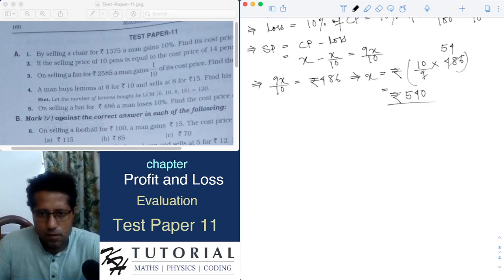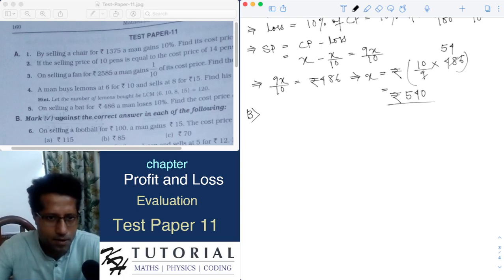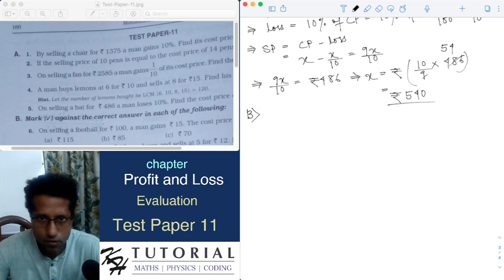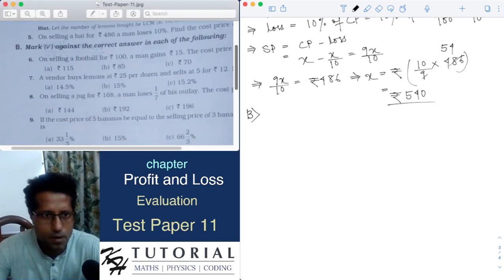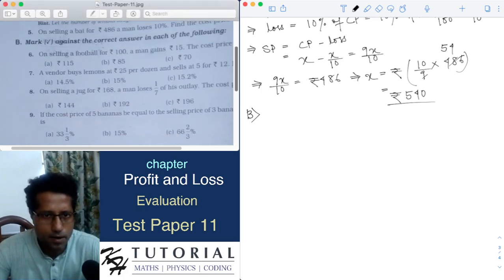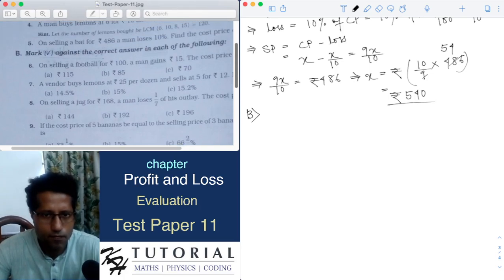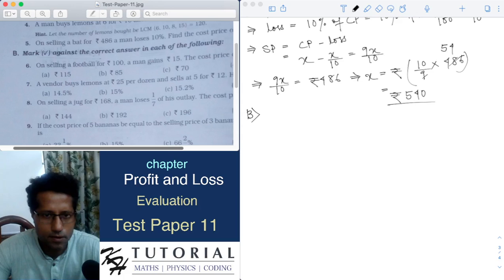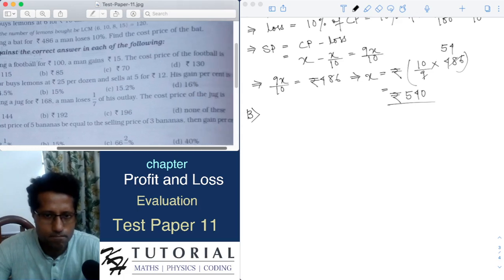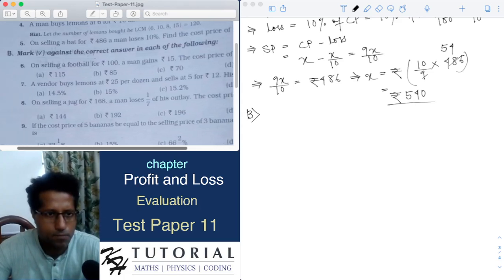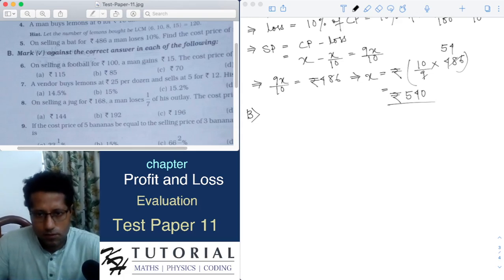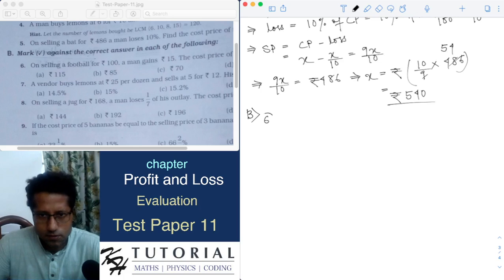Now, if we move on to section B, these are mark against the correct answer in each of the following. Section B is MCQ. All the questions have 4 choices and we have to select the one choice which is correct. Section B, question number 6.